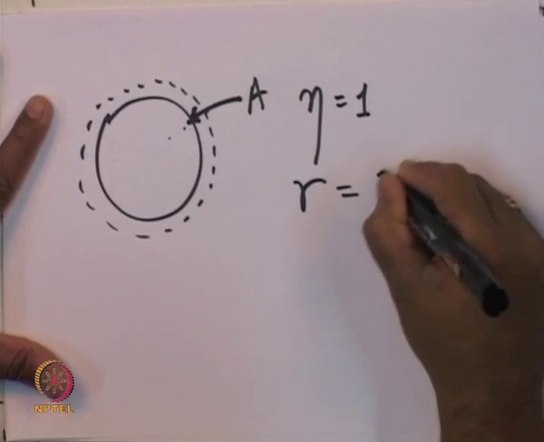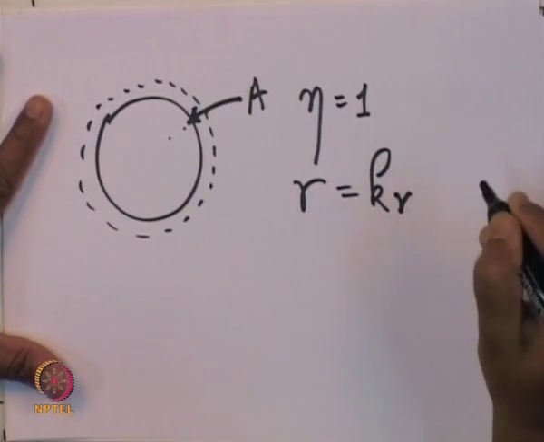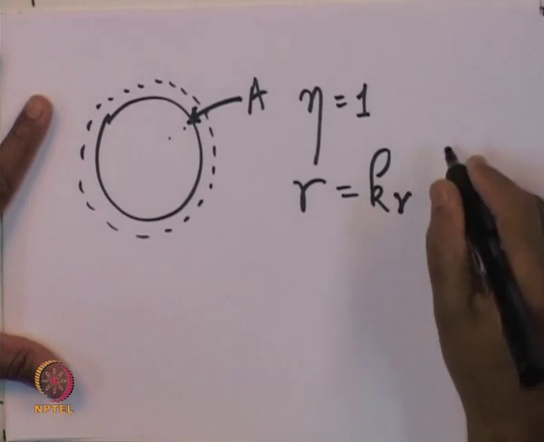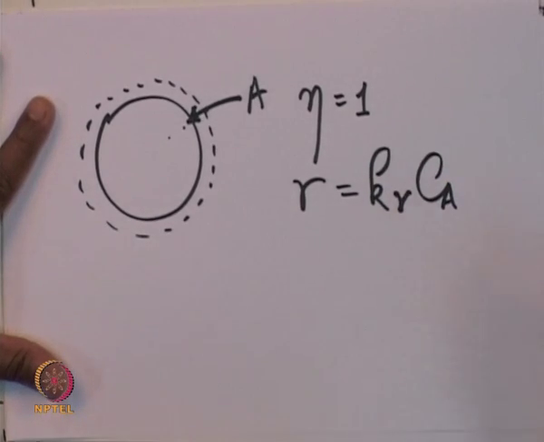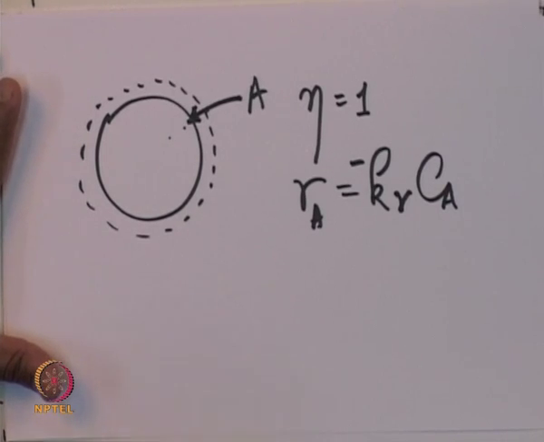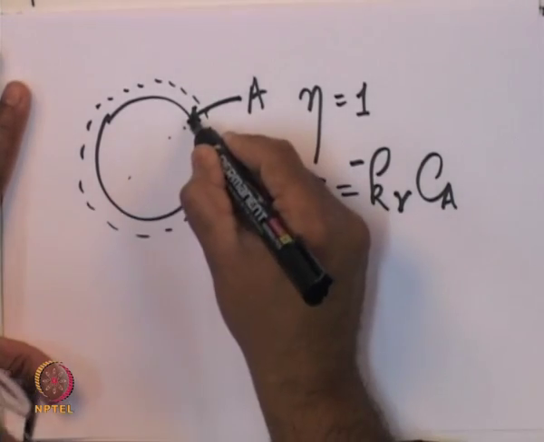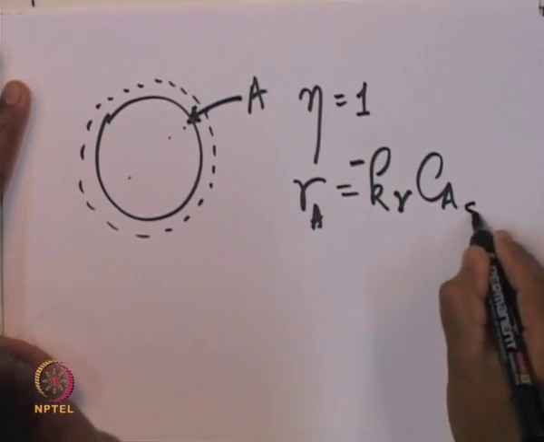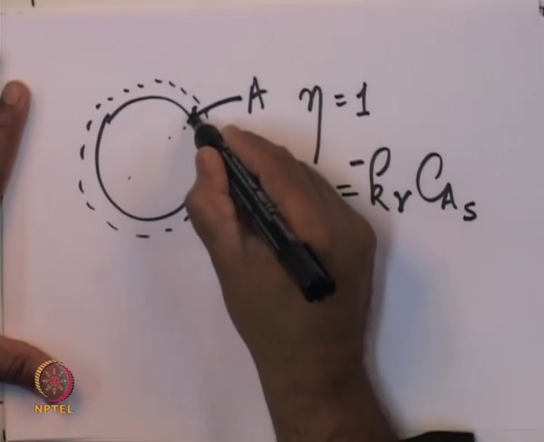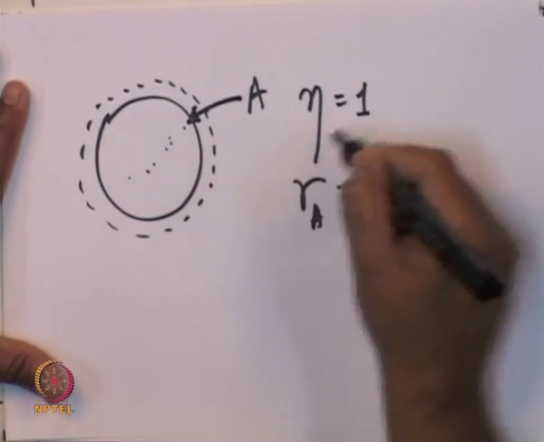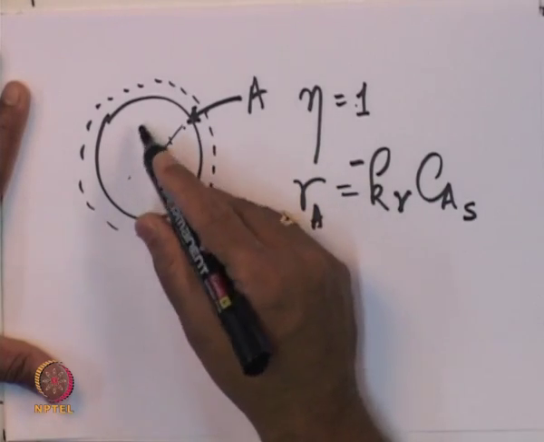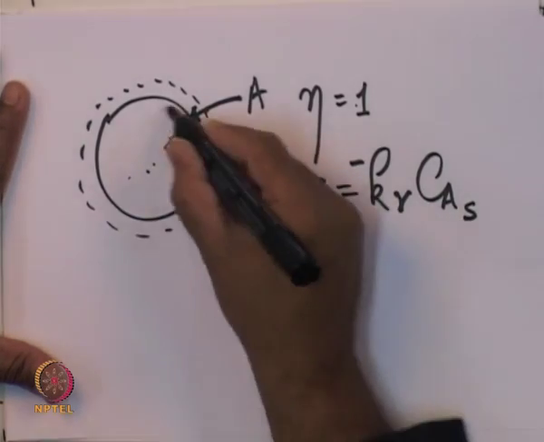In that case, R is equal to K, now I am using KR, I'll tell you why I am using KR here, into CA. Again, a first order reaction, RA is equal to minus KR CA. Now, I want to bring these two effects together. So, this is the reaction when this goes inside. So, that is why it is expressed for the concentration at the surface, that is CAS. Why? CAS is going to be same everywhere, because eta is 1. So, wherever the reaction is taking place, it is at CAS concentration inside a particle.